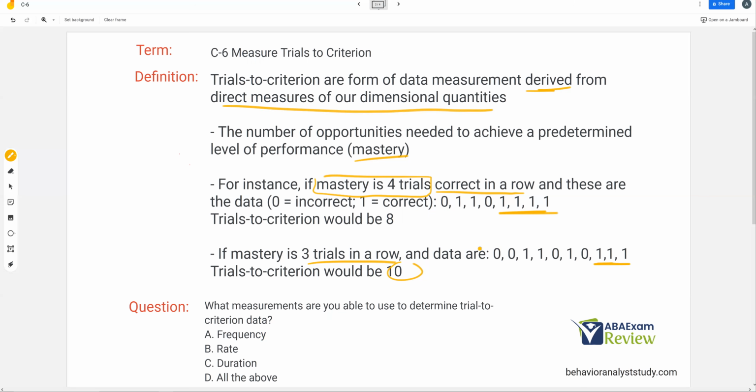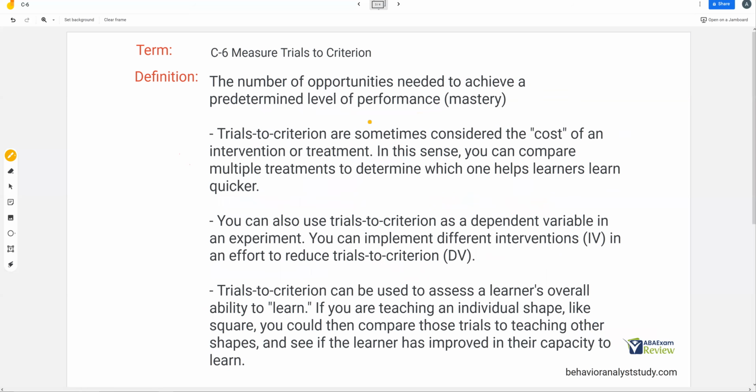And then we can also use duration. I need you to work for 10 minutes in a row, right? 4, 5 consecutive trials, whatever it might be. All we're looking to do is trying to figure out how long or how many attempts does it take to get to mastery. So what measurements are you able to use? Well, you can use D, all the above. So continuing, again, number of opportunities needed to achieve mastery. Simple as that. 3 pretty straightforward rules here, okay, or ideas.